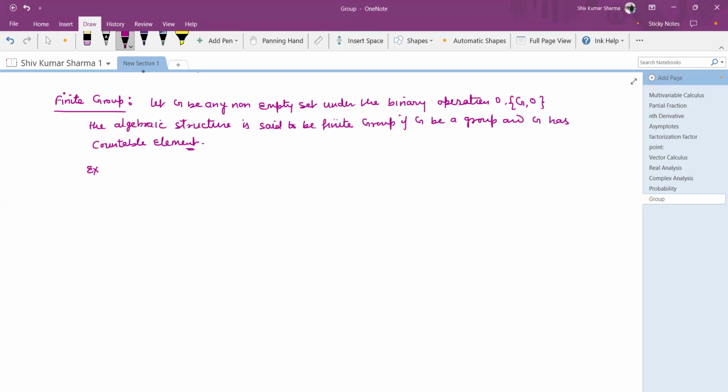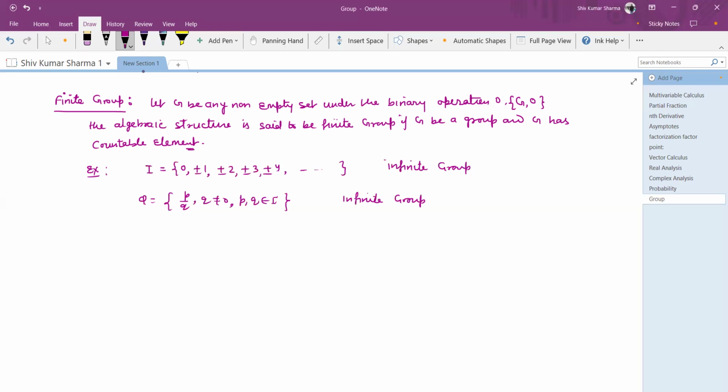For example, suppose we take the set of integers. Set of integers consists of the elements in this way: 0, plus minus 1, plus minus 2, plus minus 3, plus minus 4, and so on. So this type of group is called infinite. Similarly, the set of rational numbers, which we denote as Q, as p upon q, where q is not equal to 0 and both p and q belong to integers, is also an example of an infinite group.